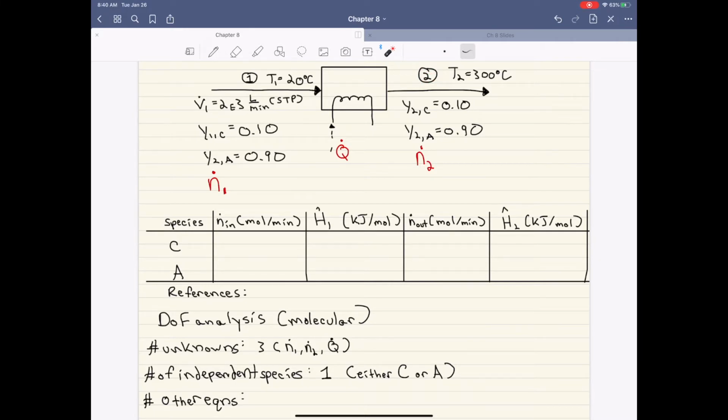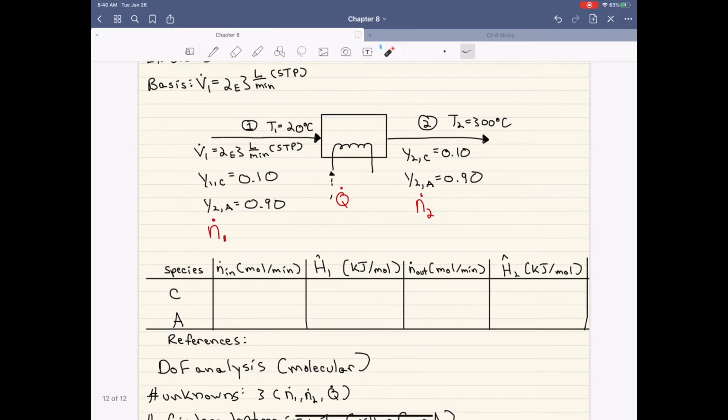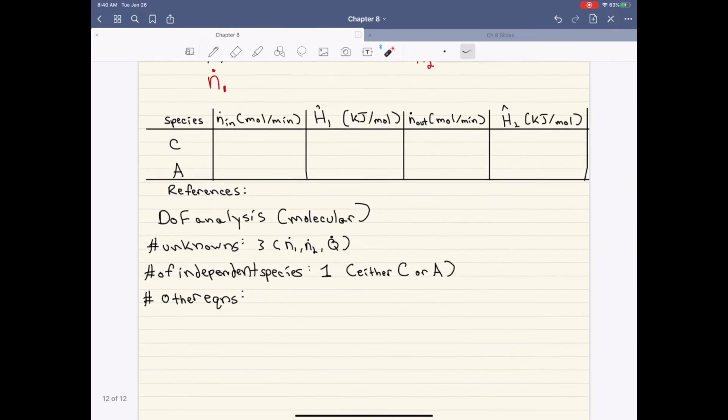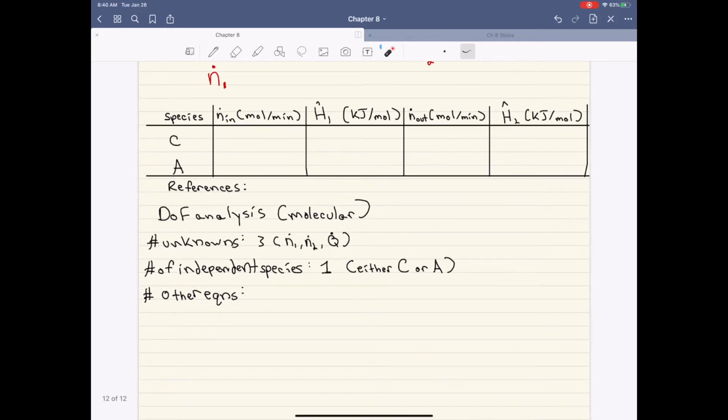And so what that means is we only have one independent species. If those fractions changed, right, if there were other streams going in and out of the process, or if there was some sort of reaction going on that would change that composition, then there would be two independent species. But because everything is the same in the inlet and the outlet stream, we only have one independent species. Okay? So that's an important note. It's not that big of a deal for this problem, but it does tell us that we only have one unique material balance that we could use.